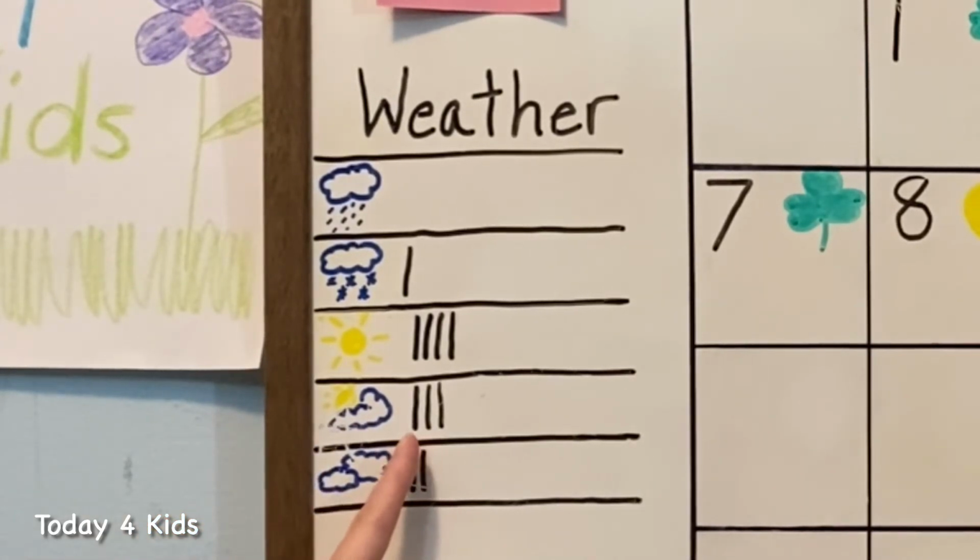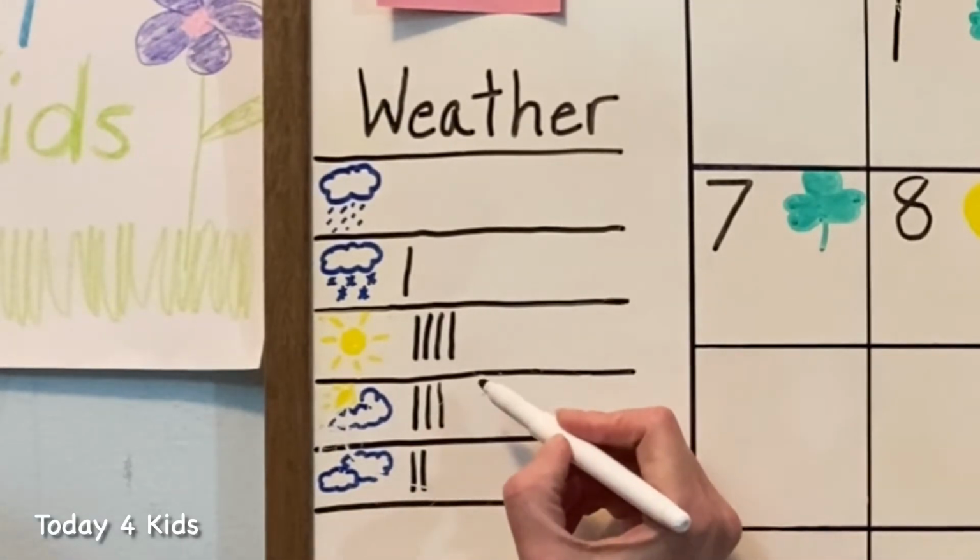We currently have 3 tally marks. Ready? 1, 2, 3. 3 tally marks, and we're going to add 1 more. What do you think 3 plus 1 is? Let's put in our tally mark, then we can count it up and see if our guess is correct.